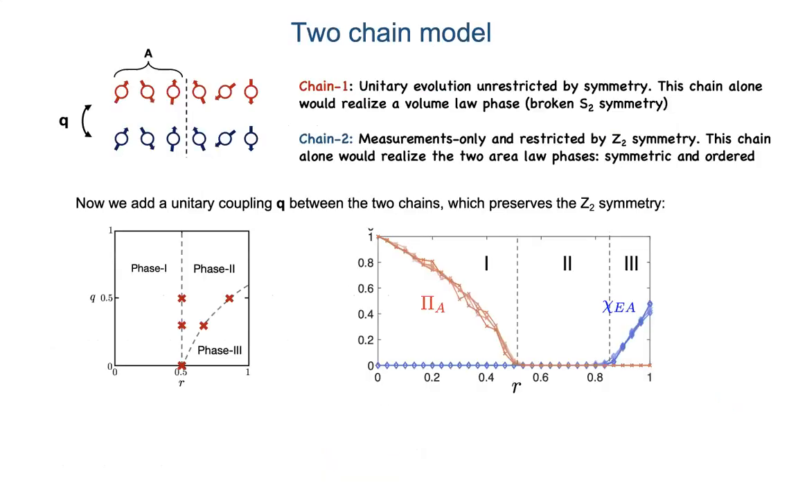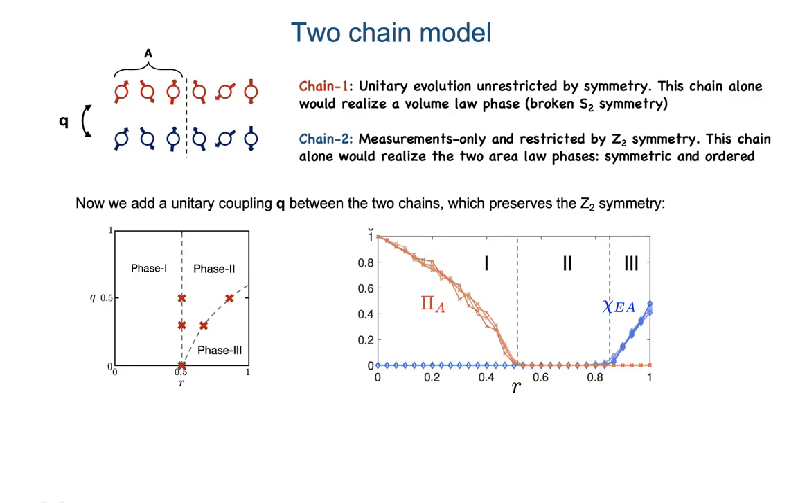So here is a more elaborate model that includes not only measurement and actually includes 2 chains. Chain 1 has just unitary evolution, unrestricted by symmetry. So there is no symmetry here. Chain 2, on the other hand, is restricted by a Z2 symmetry. The Z2 parity basically operates only on the blue spins of chain 2. And we're going to have measurement only here. If we take these 2 chains alone, chain 1 creates a volume law phase. Chain 2 has the phase transition I showed you above between the symmetric and the non-symmetric phase.